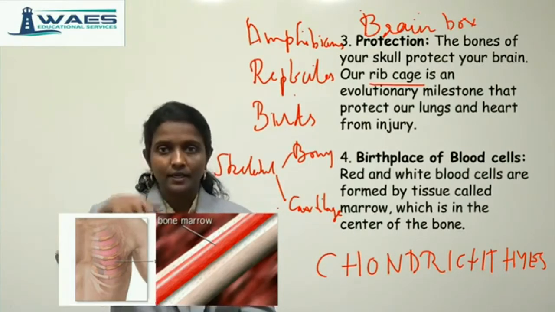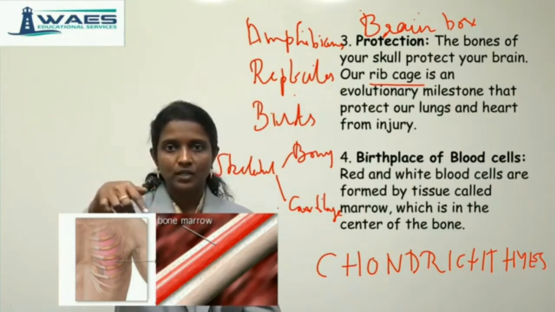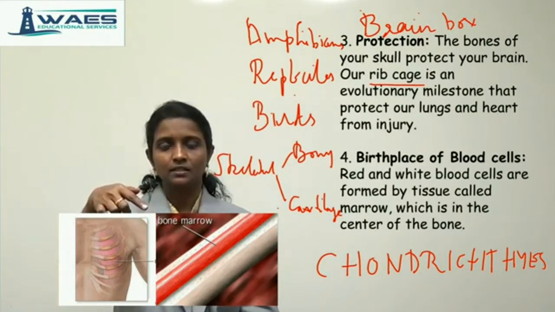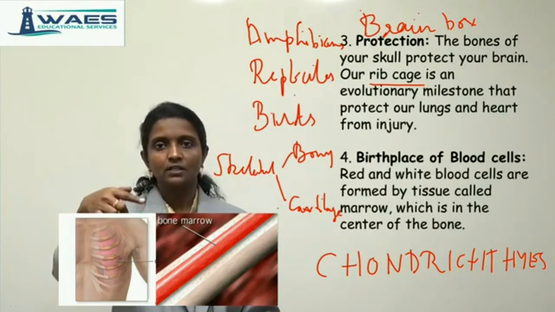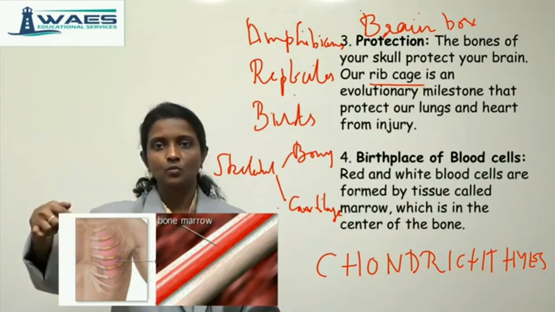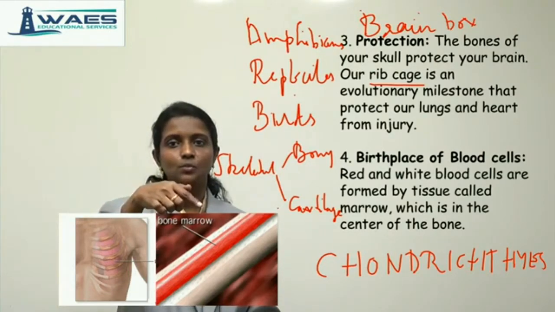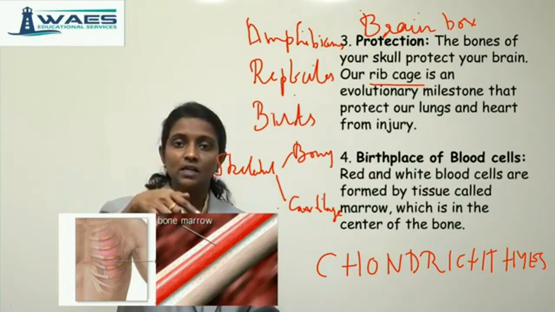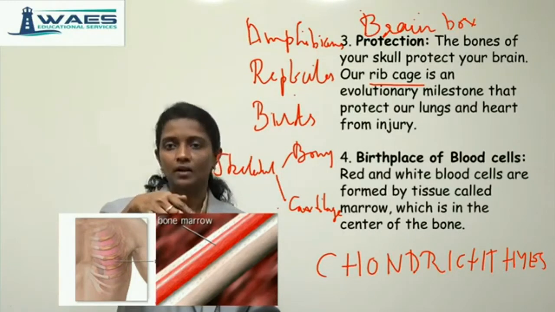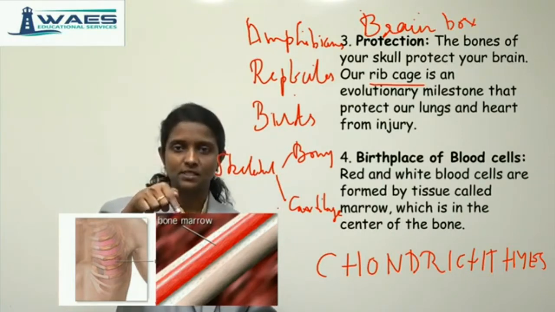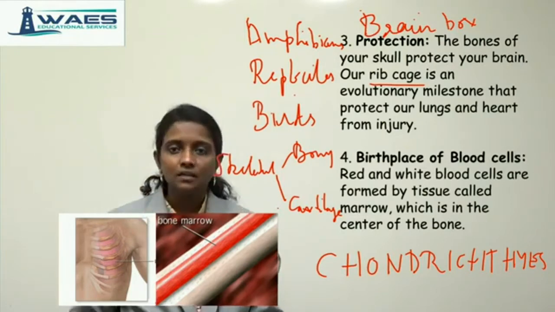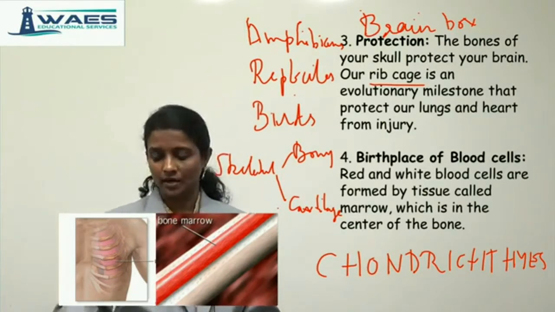So what you see in this picture is how the rib cage is protecting the lungs. What is projected to you is the heart. The rib cage is protecting the heart, as you see here, and you see that there is bone marrow inside the bone. Bone marrow is inside the bone, whereas cartilaginous fish or chondrichthyes, where the animals have only a cartilage skeletal system, will not be able to produce their blood cells. So bone marrow is absent in cartilaginous fish like chondrichthyes, as we see.